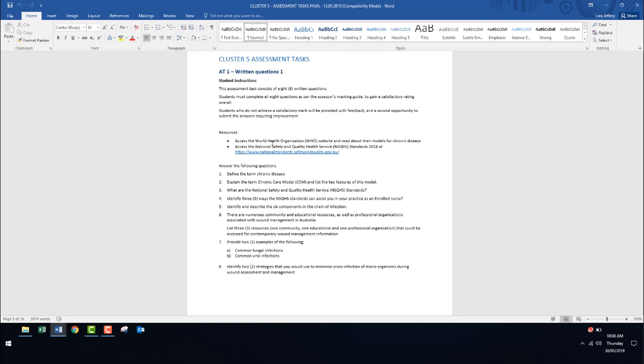So you need to access the World Health Organization website and read about the models for chronic disease. Okay. In previous clusters, we've talked about what a model of care looks like. Okay. So you're looking for information on this website which will give you everything you need to know about models of care for chronic disease. Okay. And the other website you're going to access is the National Safety and Quality Standards, which you should be very familiar with by now.